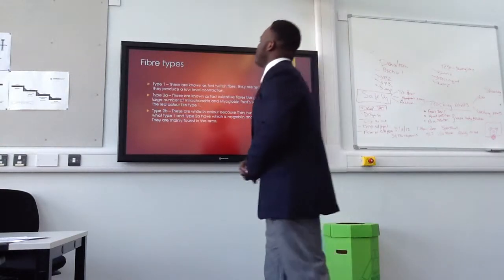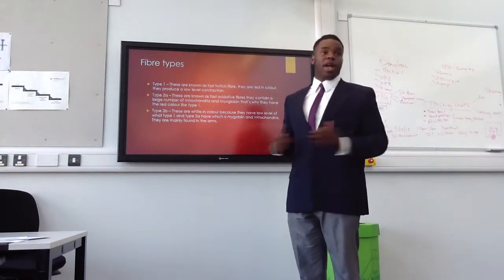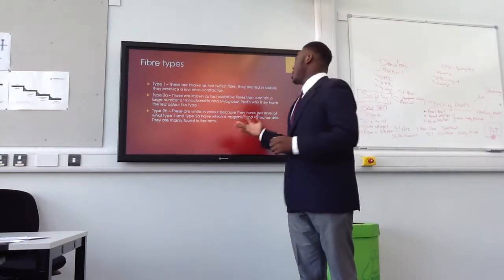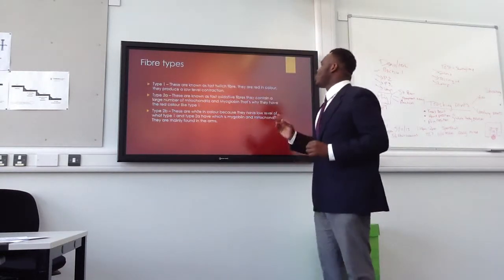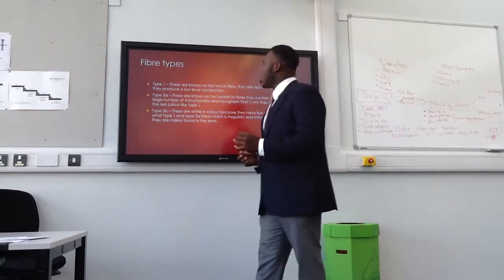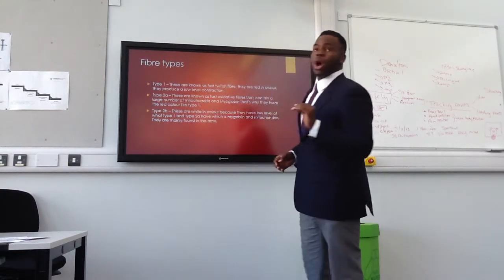Fiber types. Type 1 fiber. These are known as slow twitch fiber. They are red in colour and they produce a low level contraction.